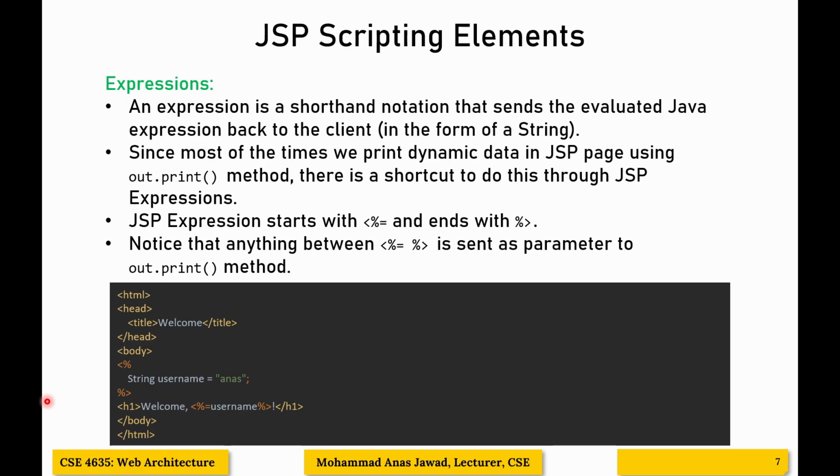Similar to JSP Scriptlets, expressions also go inside your JSP service method. However, there are some key differences between expressions and scriptlets. Notice that scriptlets can contain multiple lines of Java code, and they always end with a semicolon. However, in case of expressions, they do not end with semicolon, and they only contain a variable name or a method name. All right?